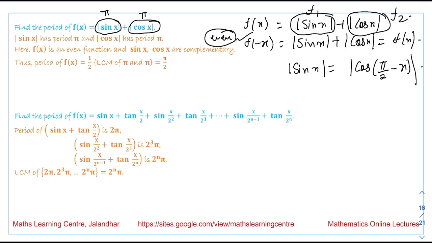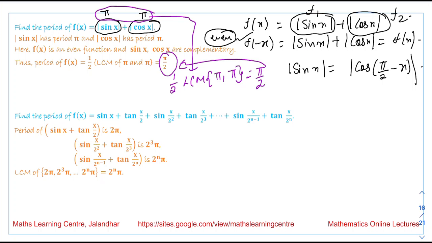So it means that the answer in this case is not LCM of pi and pi; the period in this case will be 1 by 2 times LCM of pi and pi. So the answer we obtain is pi by 2. Next is find the period of sin x plus tan x by 2 plus sin x by 2 square plus tan x by 2 cube, and so on up to the terms given to us.